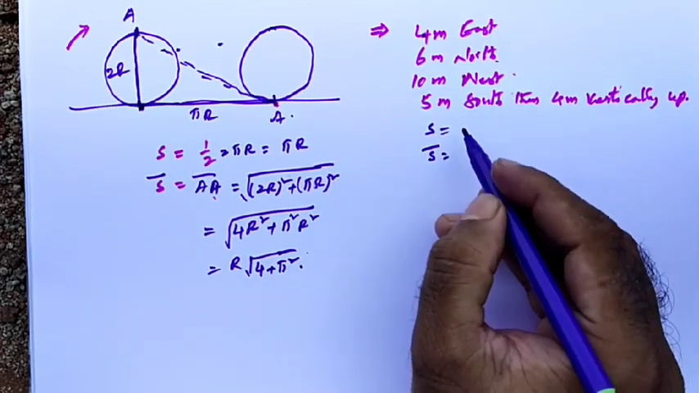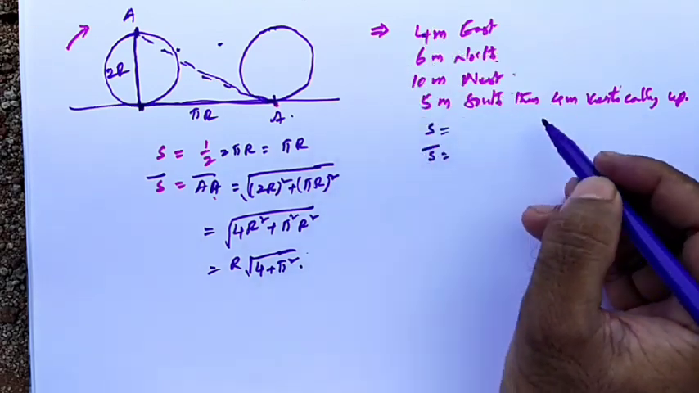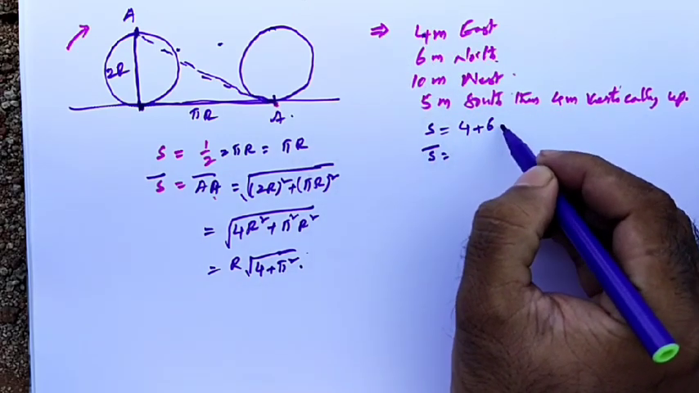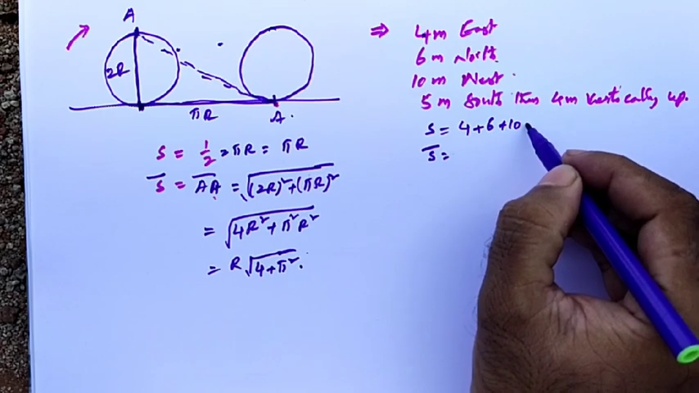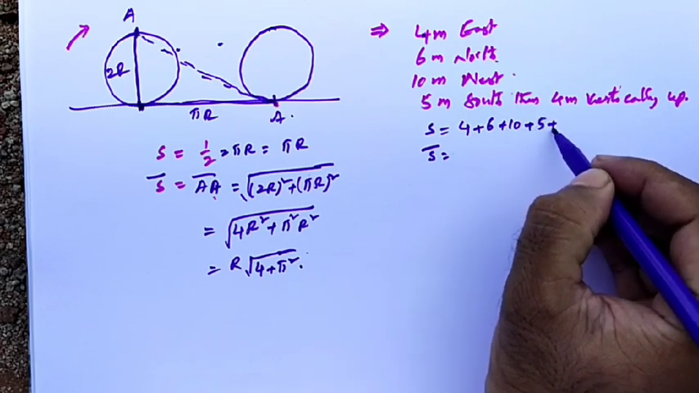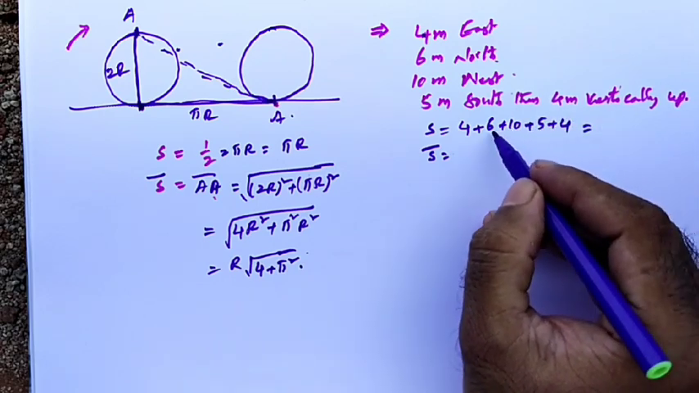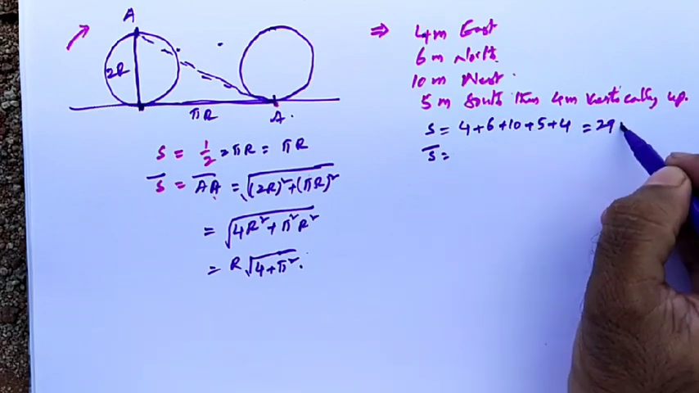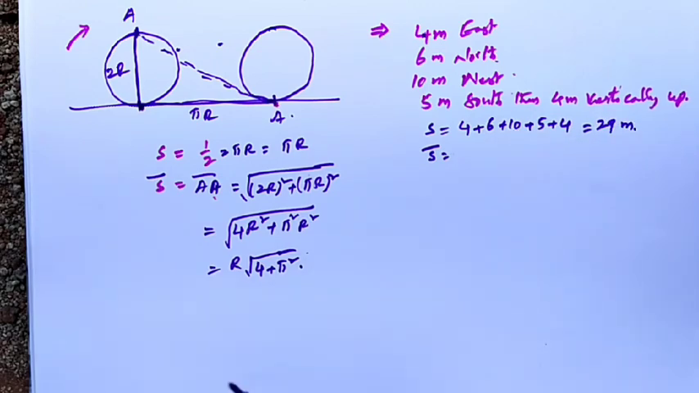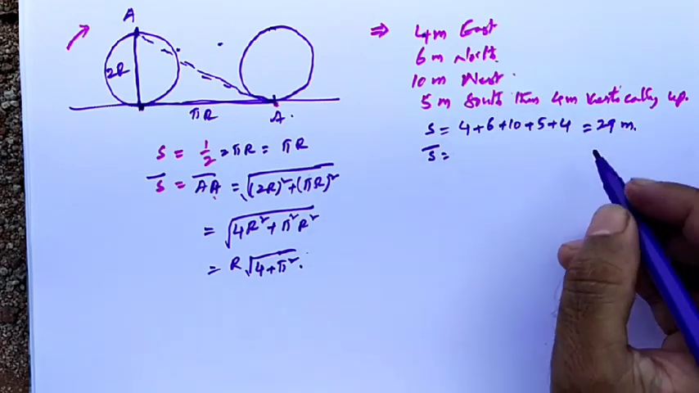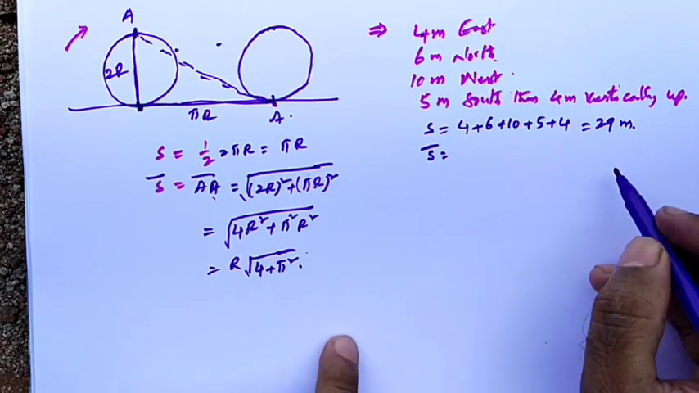Right? So calculating distance is easy, because all you add is 4 plus 6 plus 10 plus 5 plus 4. How much is this? 29 meters is the distance. But calculating displacement is difficult in this process. Okay, so let us see what is the difficult process first.